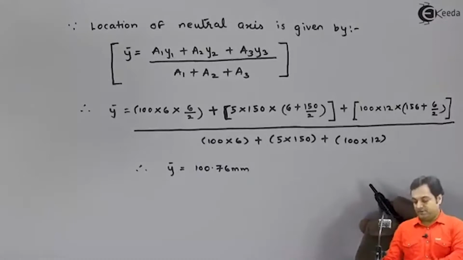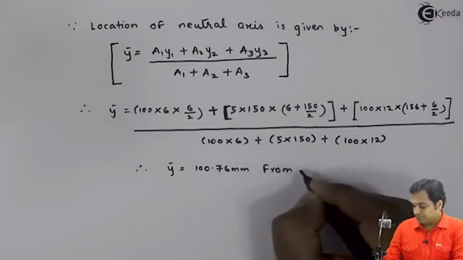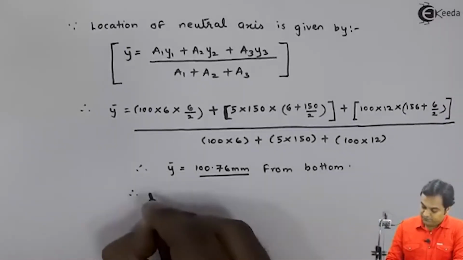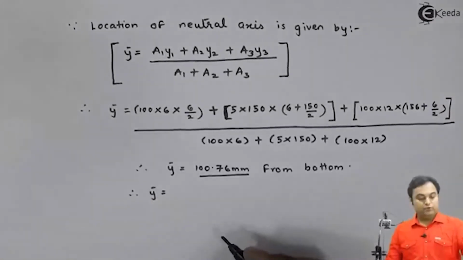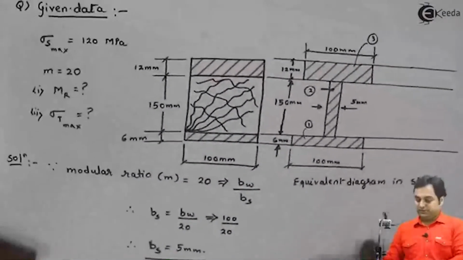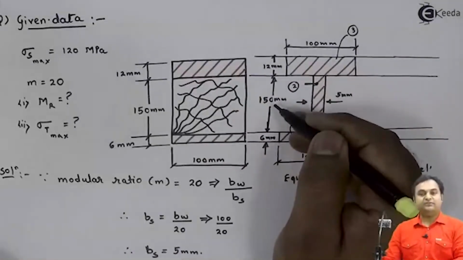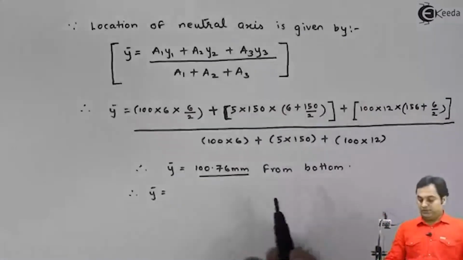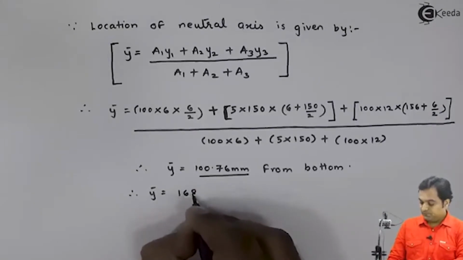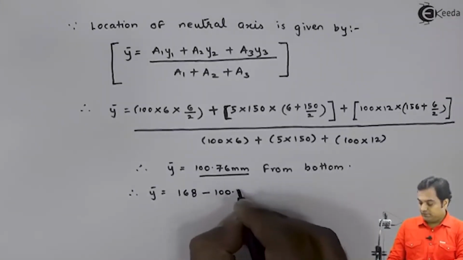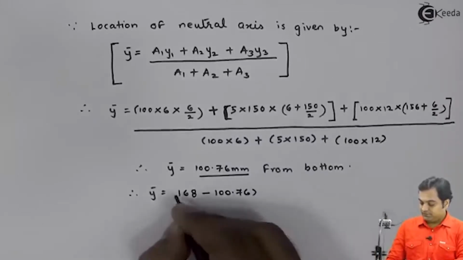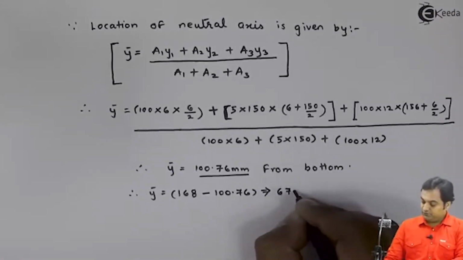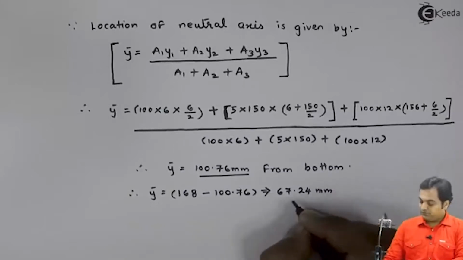Now this location of y bar is from bottom. Therefore, from the total depth, if I see the total depth, it is 6 plus 150, 156, plus 12, that gives me 168. So 168 minus 100.76 comes out to be 67.24 mm from top.